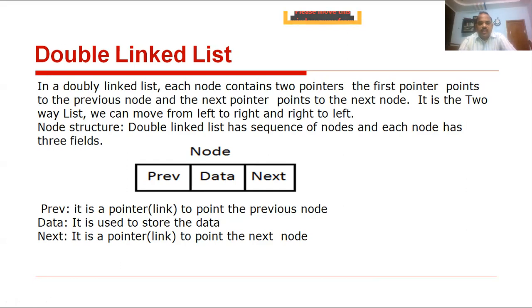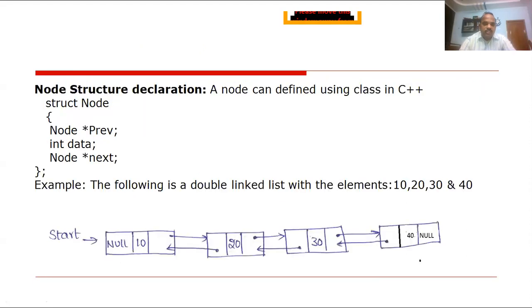Then the next field in the node is a pointer, a link to point to the next node. Clear? Previous is pointing to the previous node. Next is pointing to the next node. Data holds the value. So this is the double linked list. How to create a double linked list?